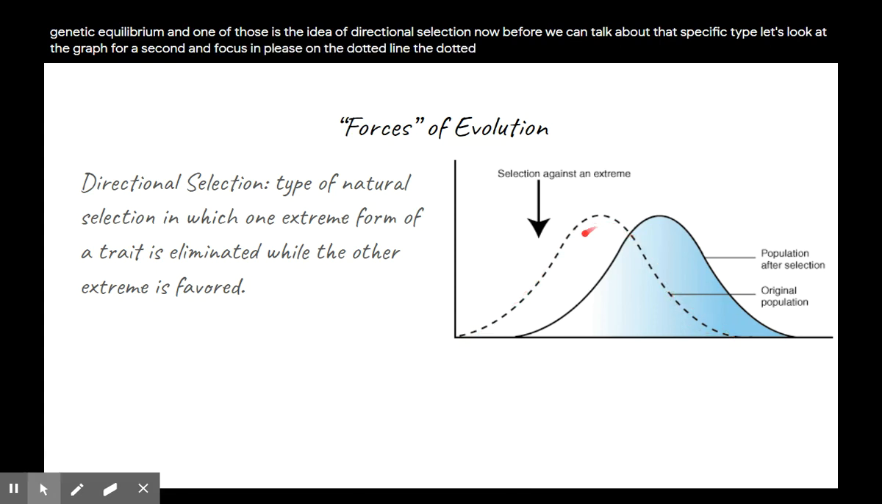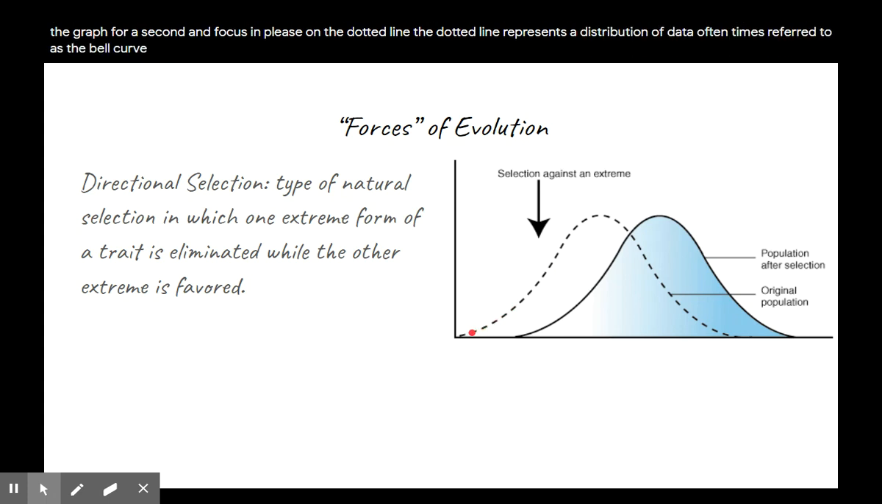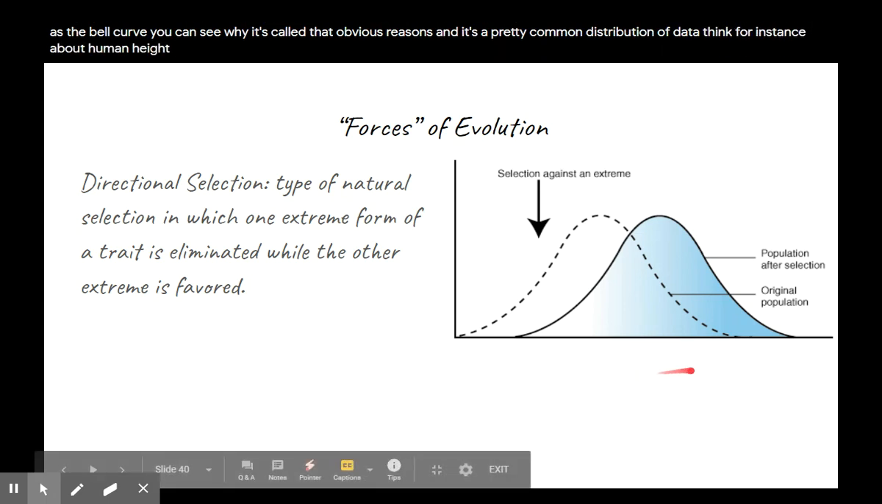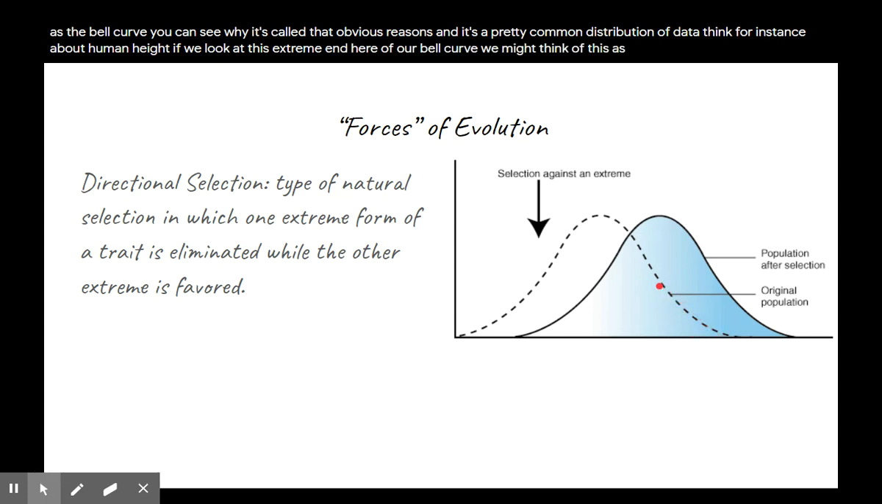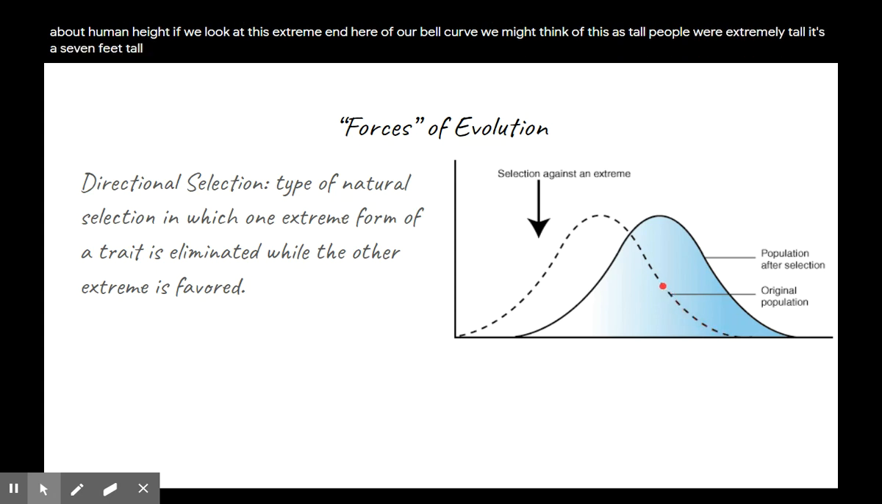The dotted line represents a distribution of data, oftentimes referred to as a bell curve. You can see why it's called that, obvious reasons. And it's a pretty common distribution of data. Think, for instance, about human height. If we look at this extreme end here of our bell curve, we might think of this as tall people. There are people on Earth who are extremely tall, let's say 7 feet tall. But of course, there aren't many of those people.